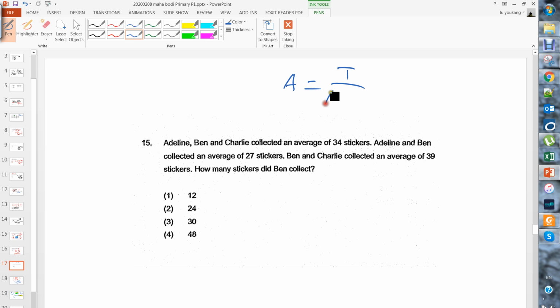Total divided by number of items. So what's the average in this case? Collected an average. So the average is? 34. Very good. How many people? 3. So 3. So how do you find total?